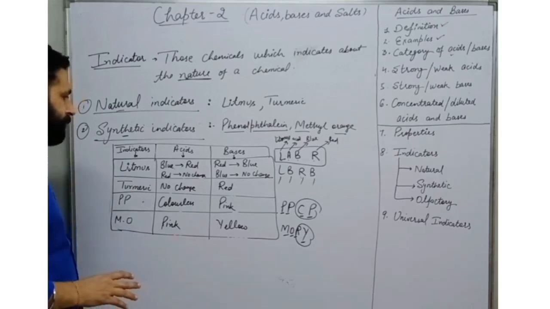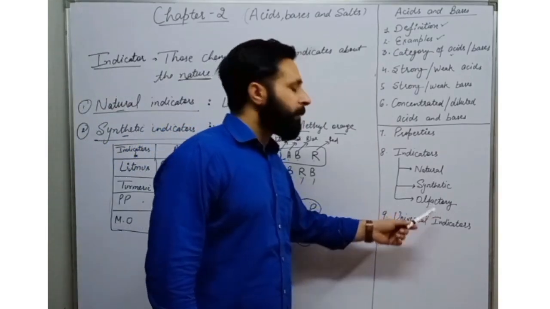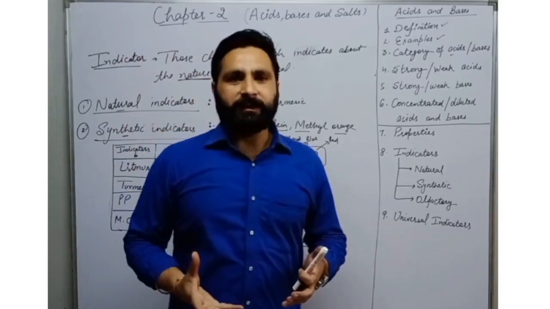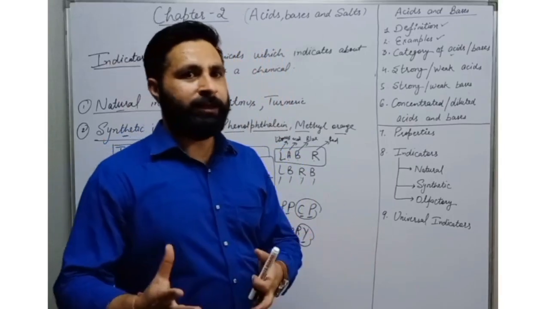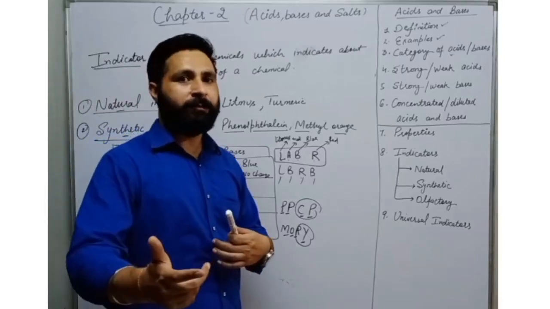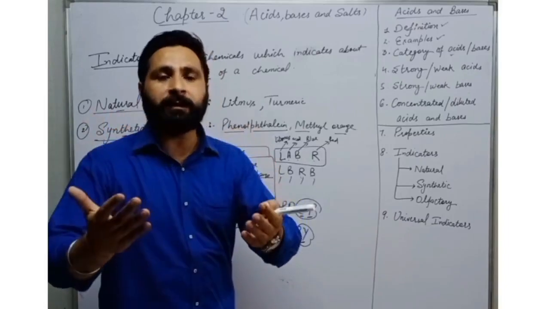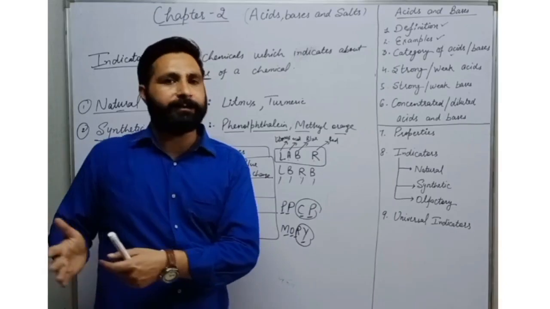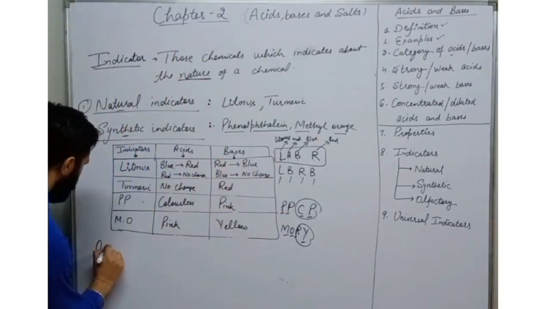Clear, everyone? So after this, olfactory indicators. Olfactory means related to the olfactory senses, the sense of smell. The indicators we discussed change their color and tell us about acid and base. These olfactory indicators change their odor, or you can say smell, and tell about acid and base. I'm writing olfactory indicator here.